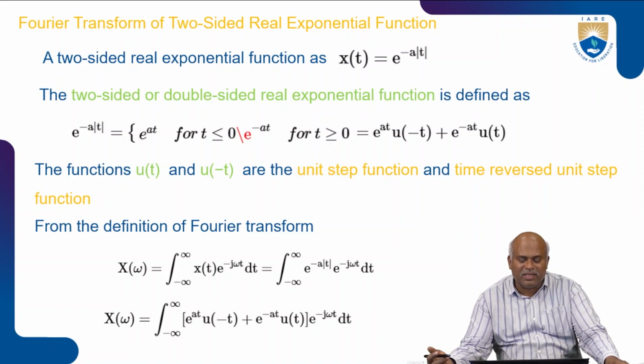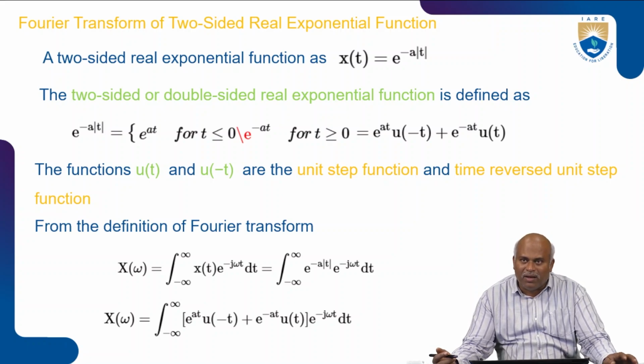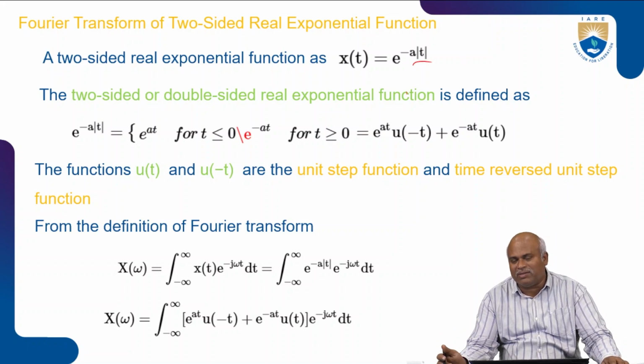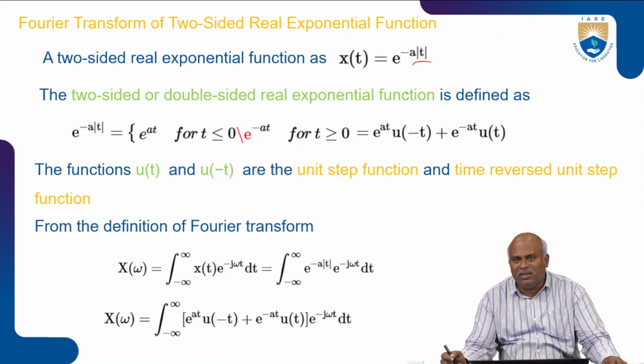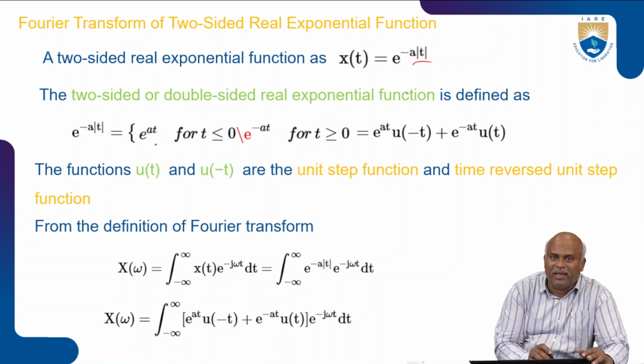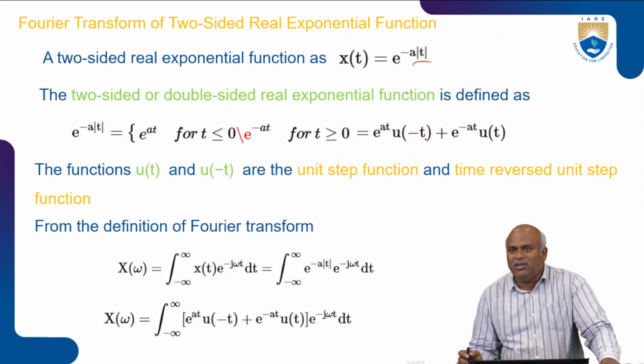Two-side real exponential function x of t is equal to e power minus a mod of t. Why are we taking the mod of t? Because both the sides are equal, the negative as well as the positive side. That's why I write the two-side or double-side real exponential function is defined as e power minus a mod of t, equal to e power a t for t less than 0, e power minus a t for t greater than 0, that is e power a t u of minus t plus e power minus a t u of t.